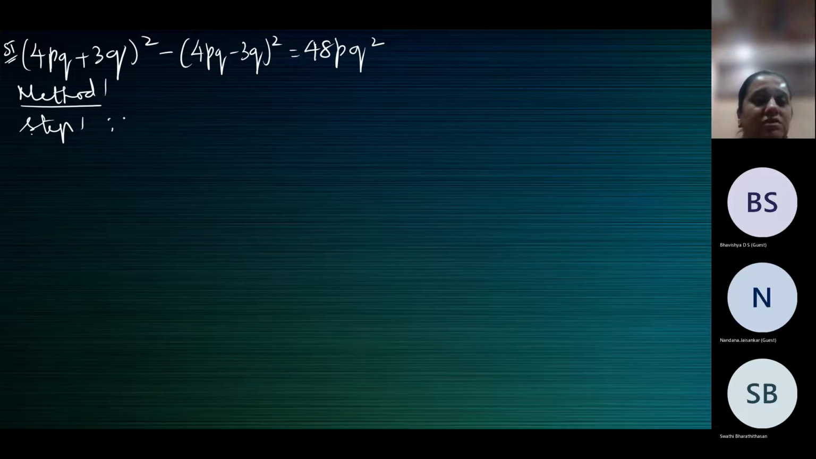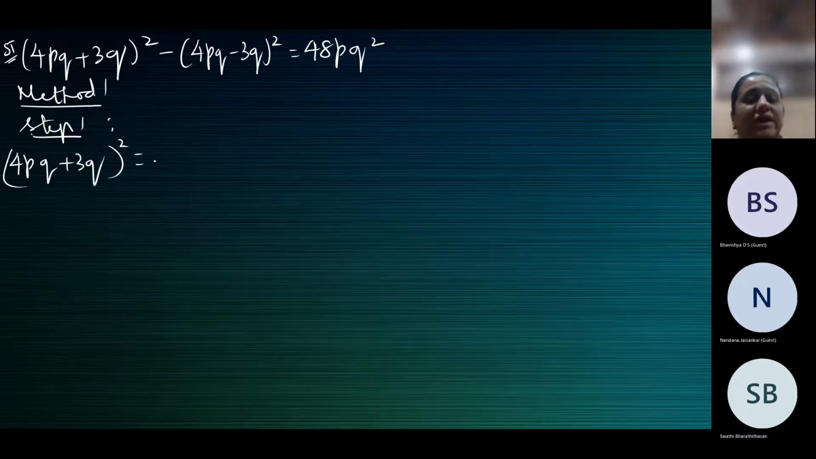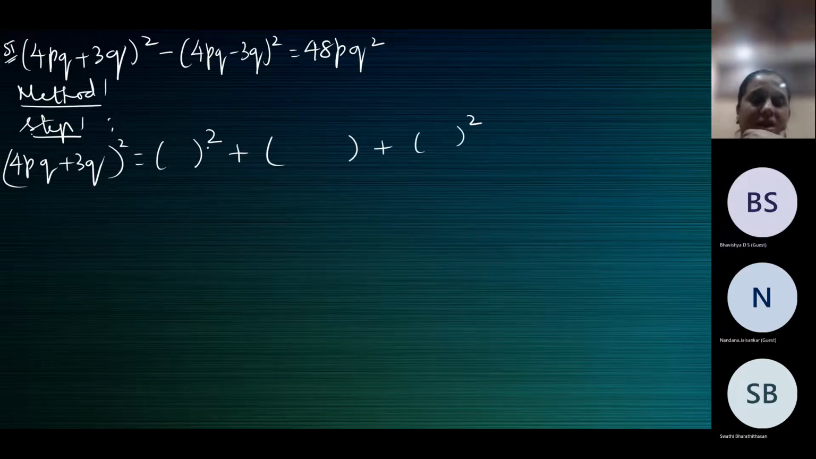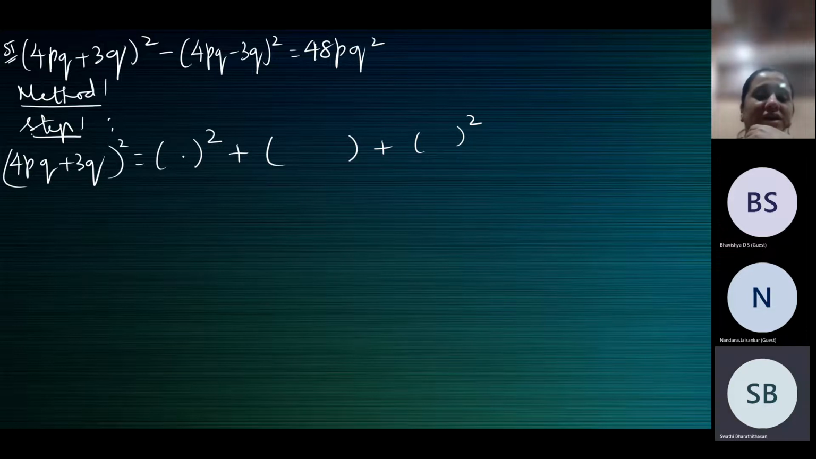Now tell me what is (4pq plus 3q) the whole square. How do you expand this? This is like (a plus b) the whole square. (a plus b) the whole square is a square plus 2ab plus b square. Yes or no, children? Yes, ma'am. Now what will come in the first bracket? What is a?